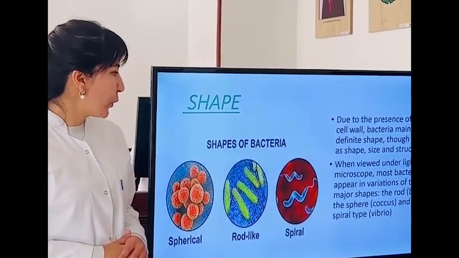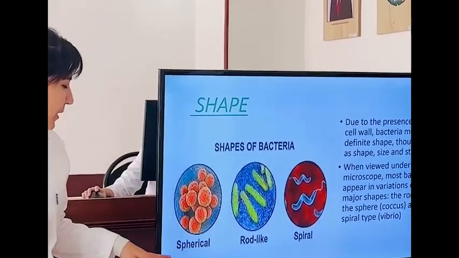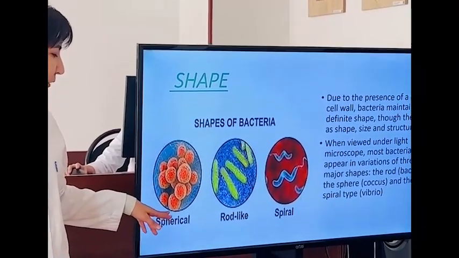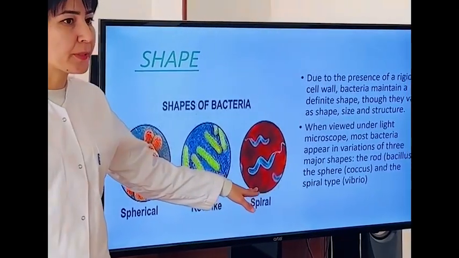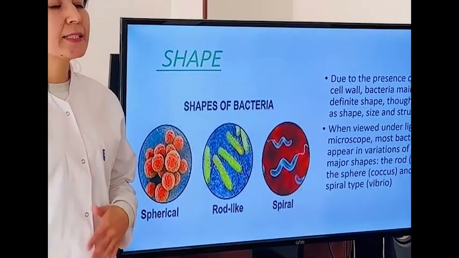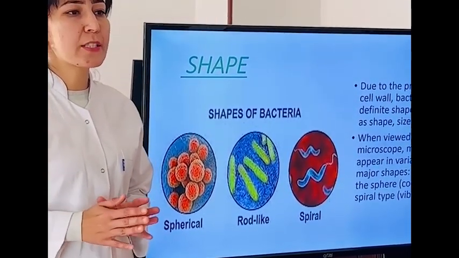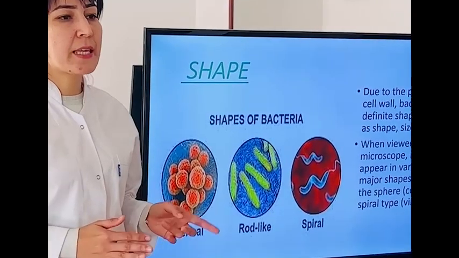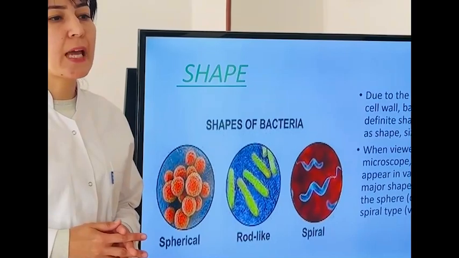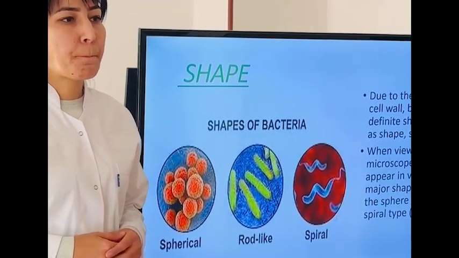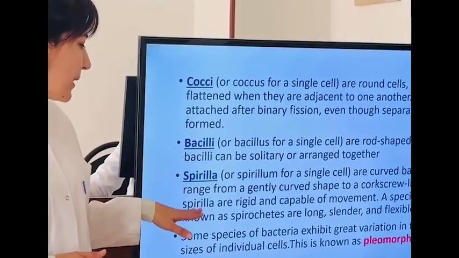Microscopes help in identifying the following morphological characters of the bacteria. Shape: if you look at the shapes of the bacteria, we can see three types of shapes. For example, here we can see spherical shapes, rod-like shapes, and spiral shapes. Under the light microscope, most bacteria appear in a variation of the three major shapes. We say the rod is bacillus, the sphere is coccus, and the spiral type is vibrio. And here we can see cocci, bacilli, and spirilla.